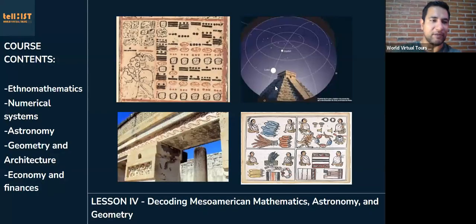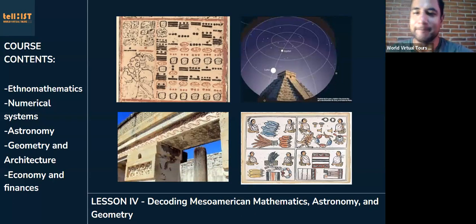Remember that in the contents of this course, we first mentioned ethnomathematics as the main branch of knowledge that we are considering. We are trying to understand how the ancient cultures acquired, understood, and applied this mathematical knowledge. Also, of course, we spoke about the numerical systems. For example, we had a class dedicated to even practicing the Maya numbers.